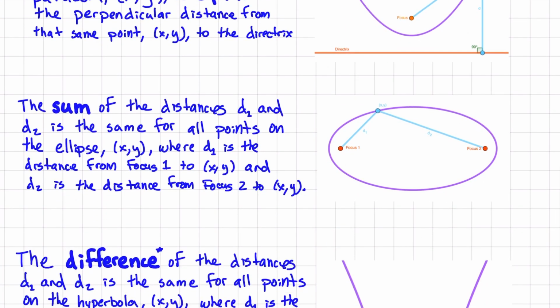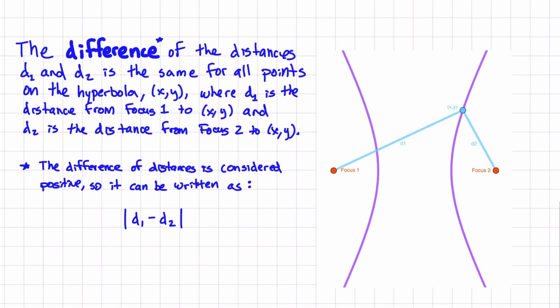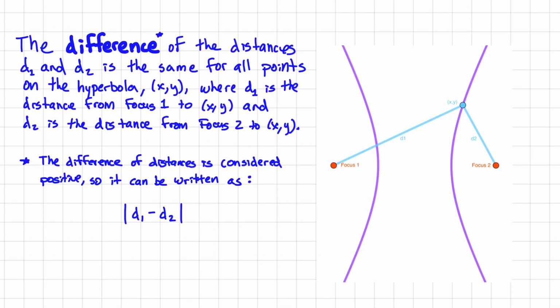For my ellipse, it's the sum of the distances. So this distance plus that distance is the same for all points on the ellipse. And then it's the difference for the hyperbola. So when I go from this distance minus that distance, for every single point they're all going to have the same value. Notice I'm defining the distance to be the absolute value of those two.